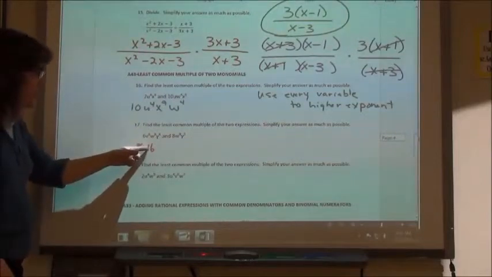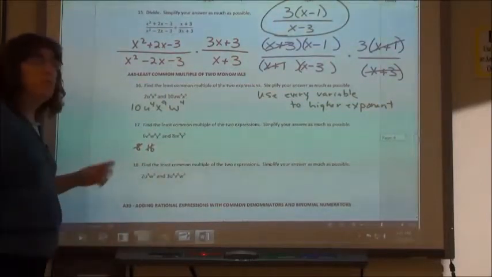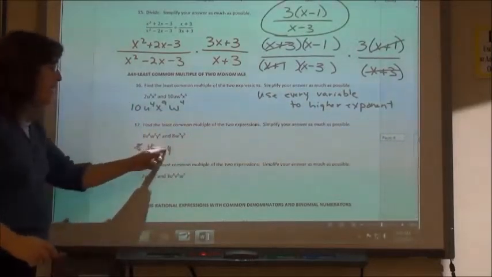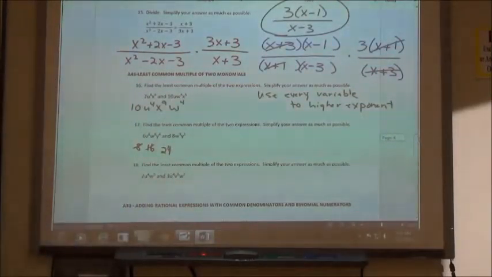Does 6 go into 16? No, it doesn't. So then I'm going to do 8 times 3, 24. Does 6 divide into 24? Yes, it does. So the least common multiple of 6 and 8 is 24.